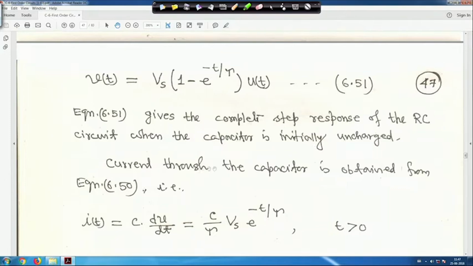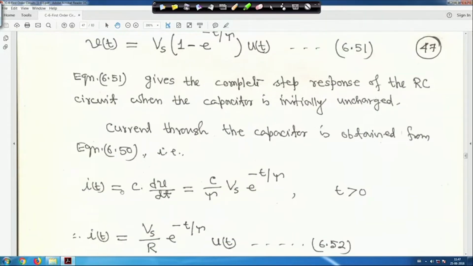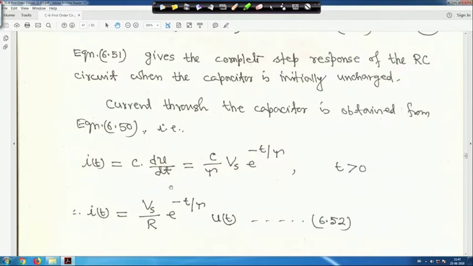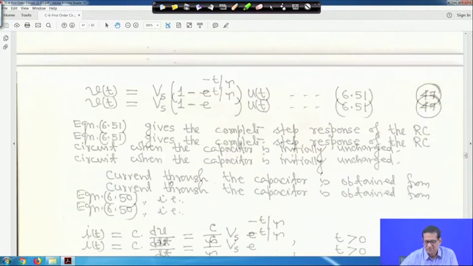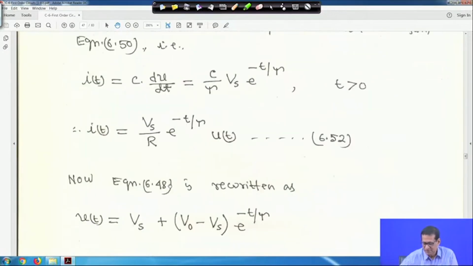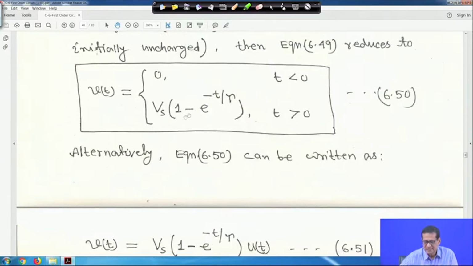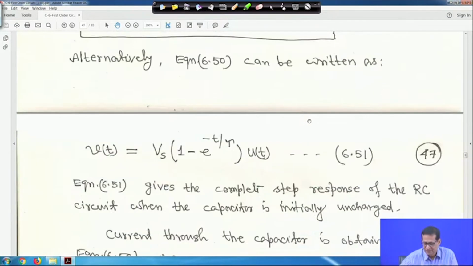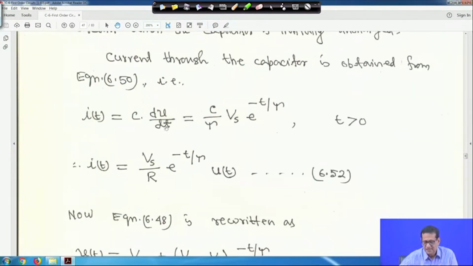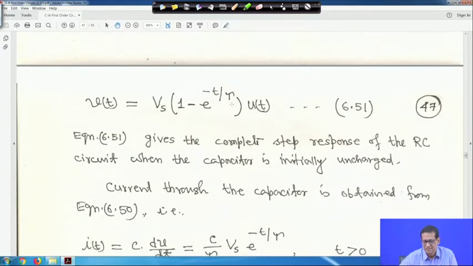So, the current through the capacitor is obtained from equation 50, that is i(t) is equal to C into dV by dt. So, you take the derivative of this equation, dV(t) by dt, for t greater than 0. When you do so, i(t) is equal to C dV by dt, for t greater than 0, that is C by tau, then Vs e to the power minus t by tau, you take the derivative of this equation, right.